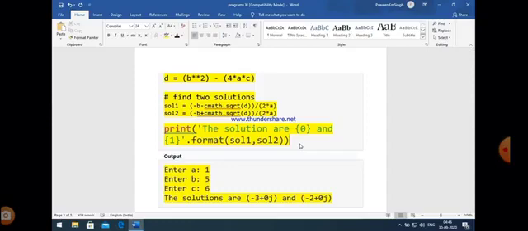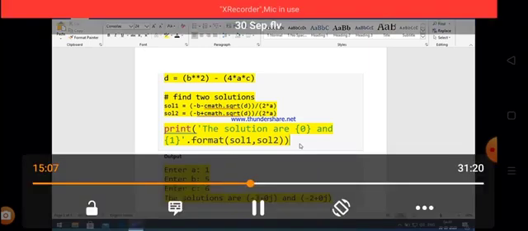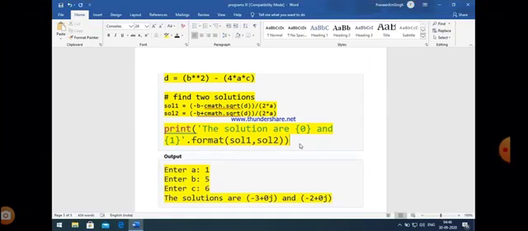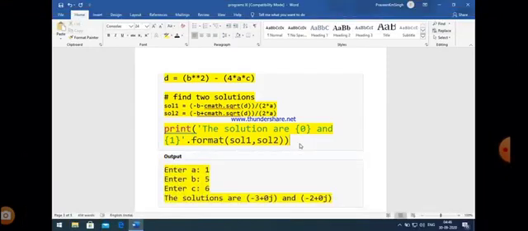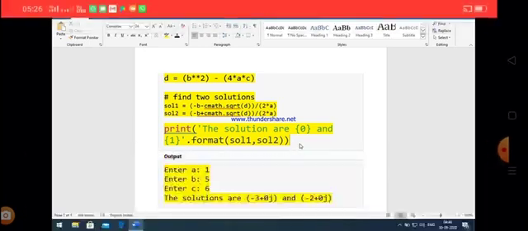Now first of all you can easily see that the discriminant is to be found out, D, and the formula of D is equal to B square minus 4AC. So we just write D is equal to B double star 2, which means B square minus 4AC. So 4AC is represented by 4 star A star C, which means 4AC. After that, the first root, as we know, is represented by minus B plus under root B square minus 4AC.